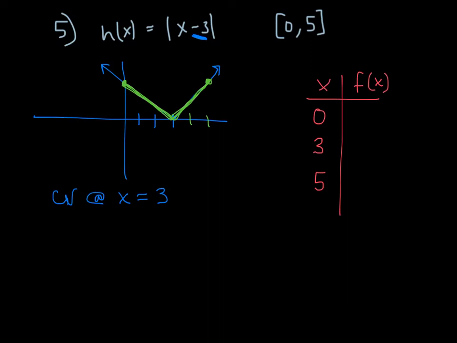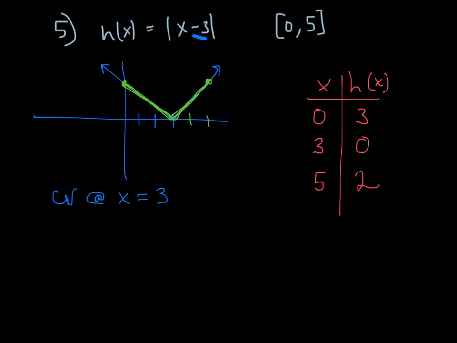Oops, this should be an h of x. I probably did that earlier on a different one as well. So if I go ahead and plug in the 0, I have the absolute value of 0 minus 3, which is the absolute value of negative 3, which is 3. The absolute value of 3 minus 3 would be 0. The absolute value of 5 minus 3 would be 2.